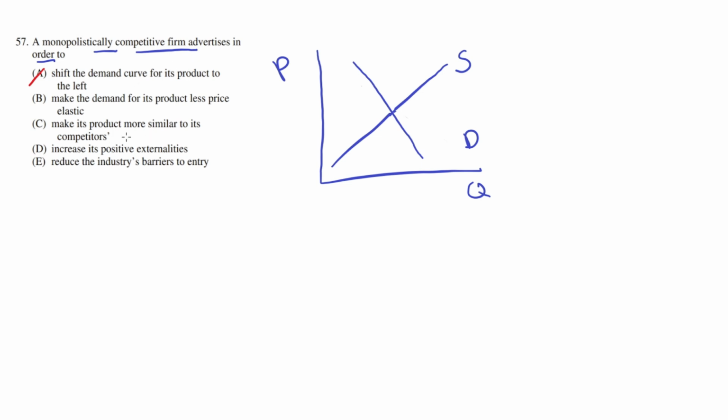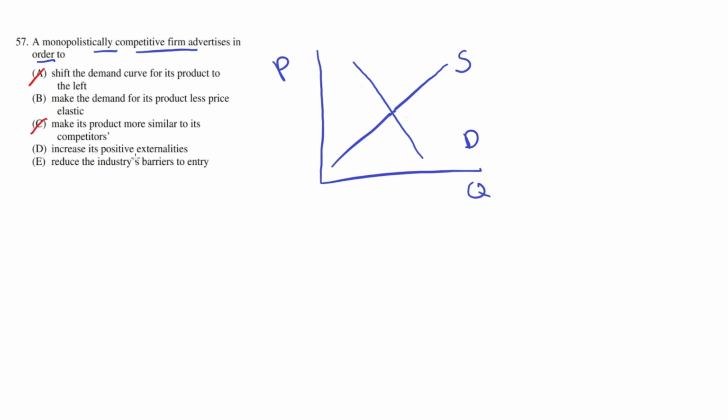And if advertising results in the product being the same, then the consumers would be fine with buying the competitors' goods, not the monopolistically competitive firm's goods. So C is incorrect.